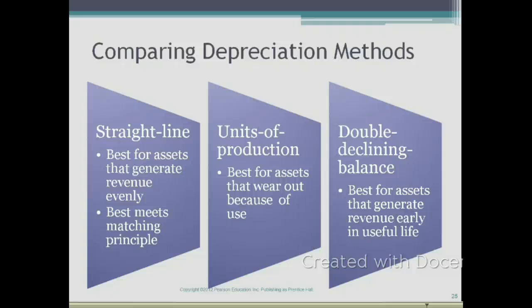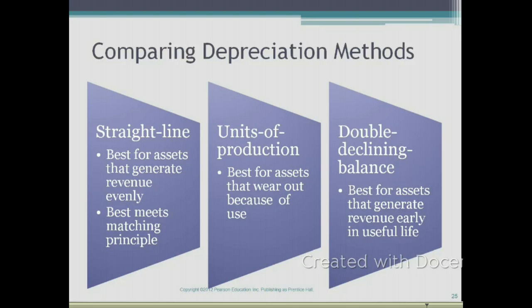As you know, GAAP allows us to use any of the 3 methods. So let's see which companies would use straight line, which companies would use units of production, or double declining balance. The straight line method is best for assets that generate revenue evenly. This applies to most assets. And also it best meets the matching principle.